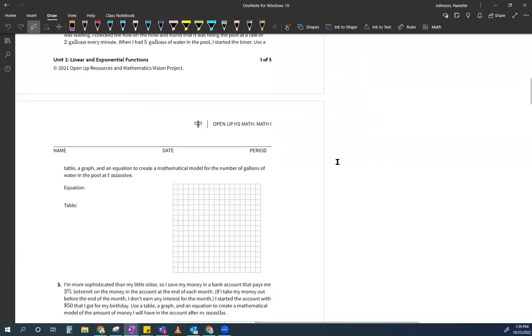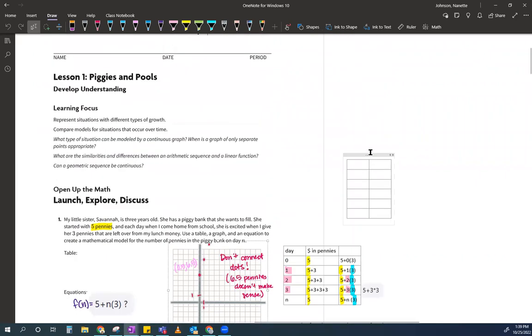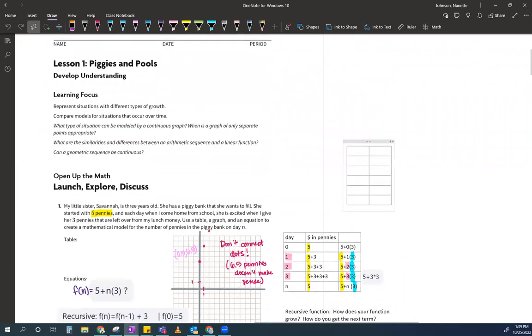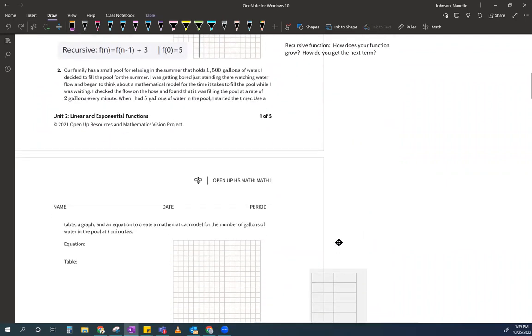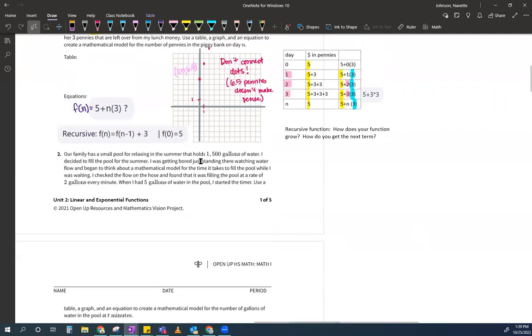So the very first question I have for you is, Ms. Johnson is obviously going to use a table first. So I'm going to grab the table that I put up here earlier, because that's her favorite thing to do. The other question I have for you is, do you think that we should connect the dots for this problem?